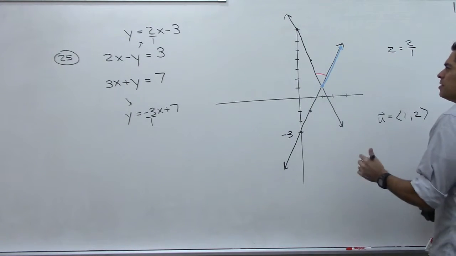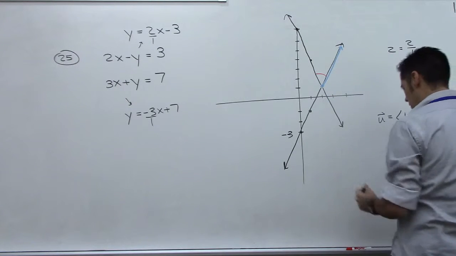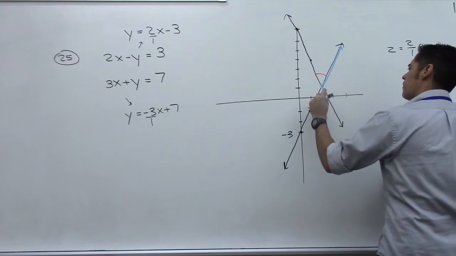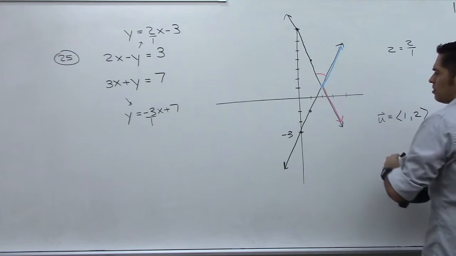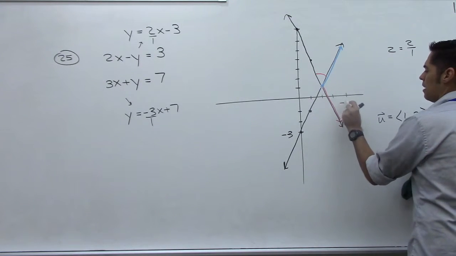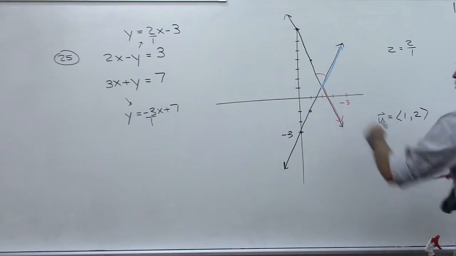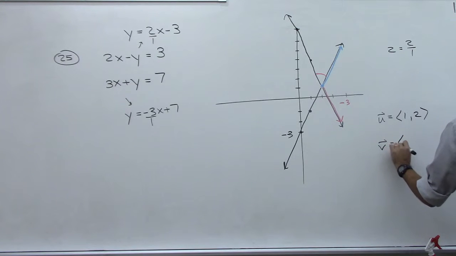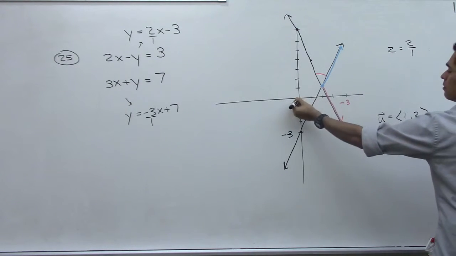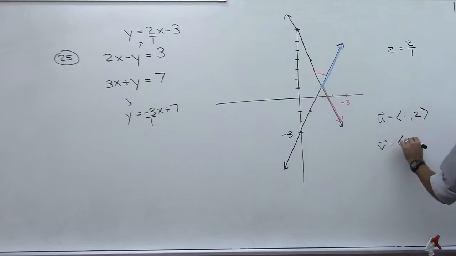And then let me do the same thing. Since this is a negative slope, I'm going to have to look at the vector that goes like this, okay? And the slope of that one is negative 3. So a vector running in the same direction would be to the right 1, down 3.